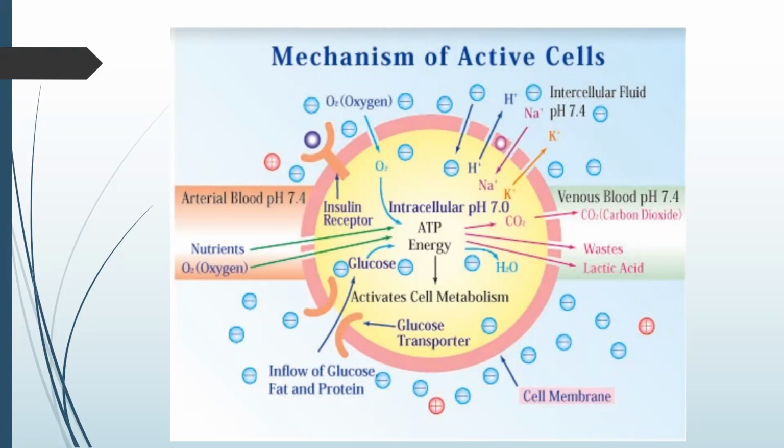So it will cause the cells to be weakened. Our cell will not be healthy anymore. And this is what happens to diabetes patients. Their cells accumulate a lot of oxidized nutrients, toxins, and waste, which is caused by not having good cell metabolism.